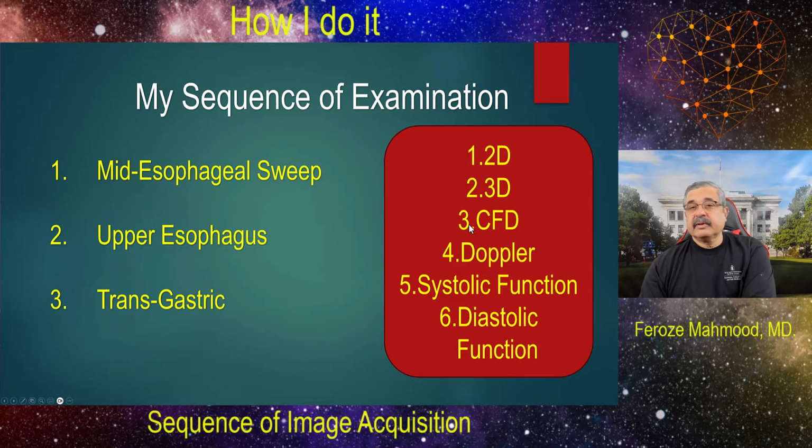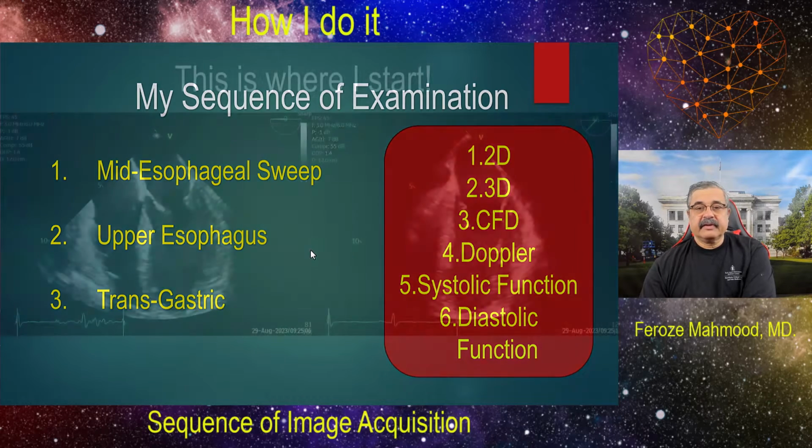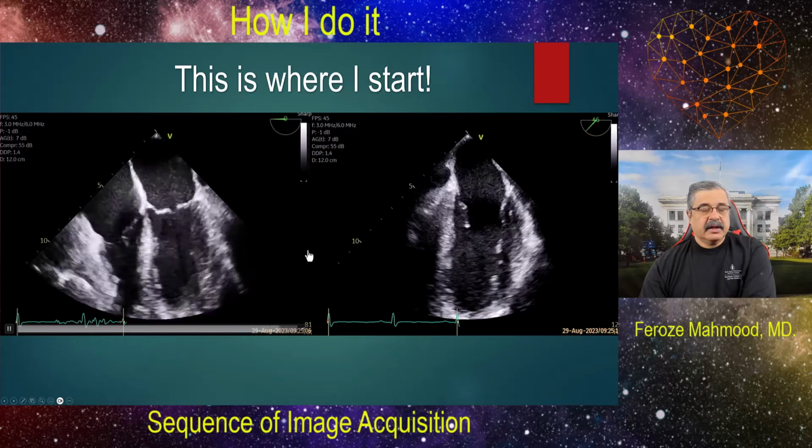So my sequence of examination starts in the mid-esophagus, then I move to the upper esophagus, and then I go to the transgastric position. And at each location, I use 2D, 3D, color flow Doppler, both pulse wave and continuous wave, do a systolic function assessment, and lastly, a diastolic function assessment as well. So this is where I start.